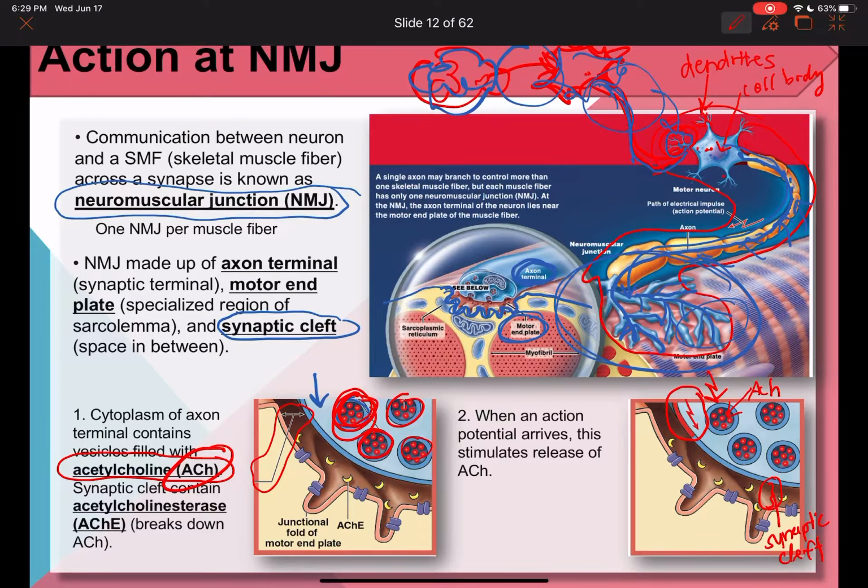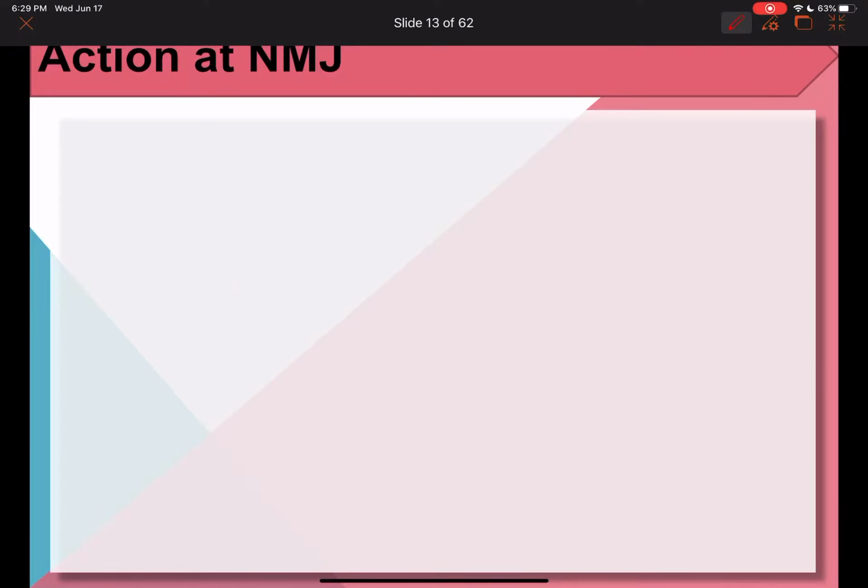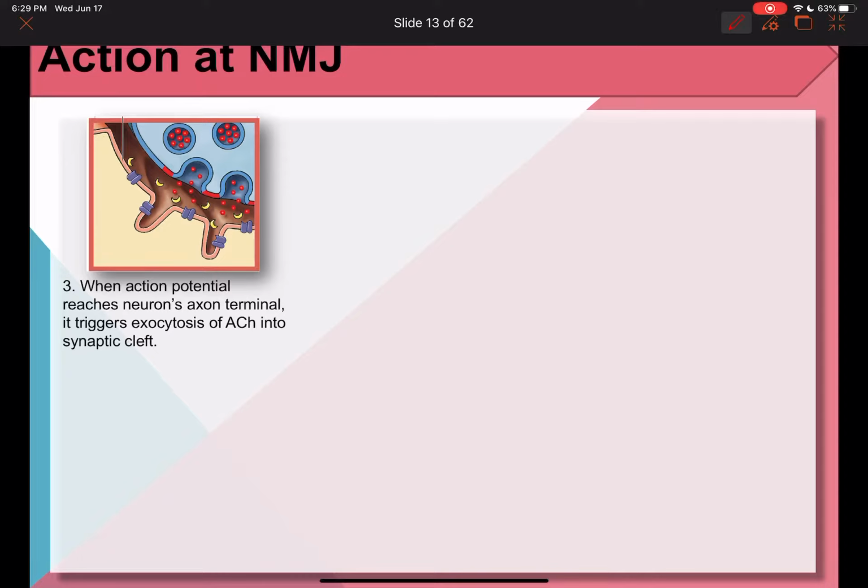Okay, all right, so what is happening at step 3? And that's what happens, okay? When the action potential reaches the neuron's axon terminal, it will trigger exocytosis of the acetylcholine into that synaptic cleft space, okay? So that's those red dots moving into the empty space. We'll talk about what those moon-shaped yellow things are at the last step, okay?